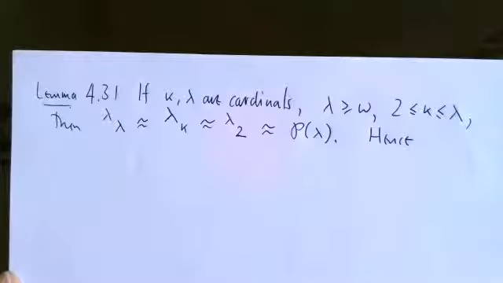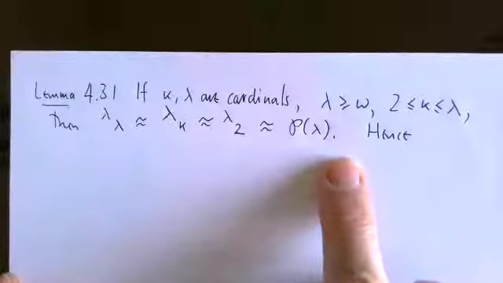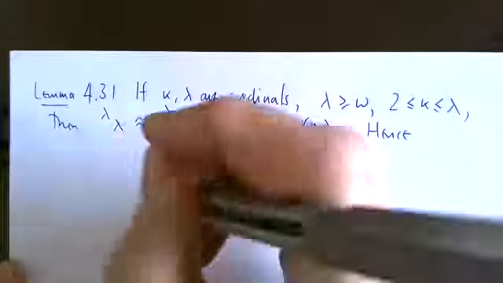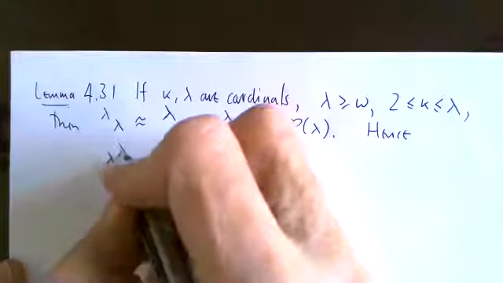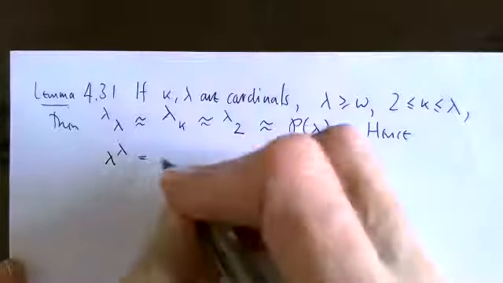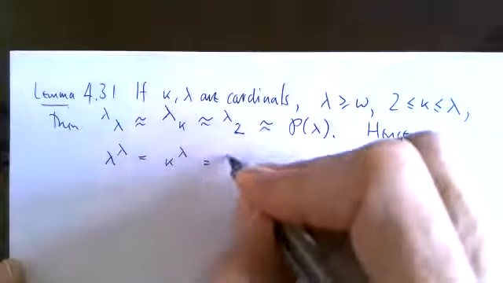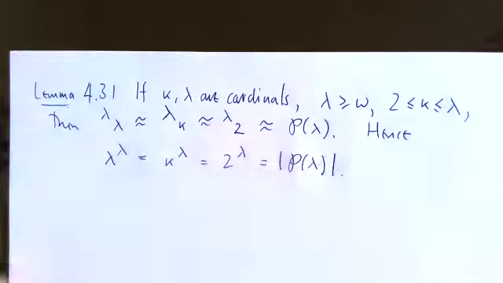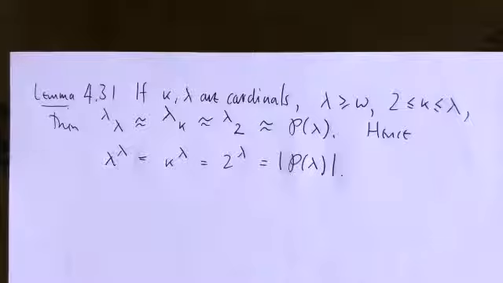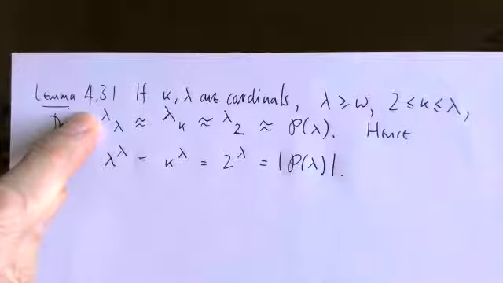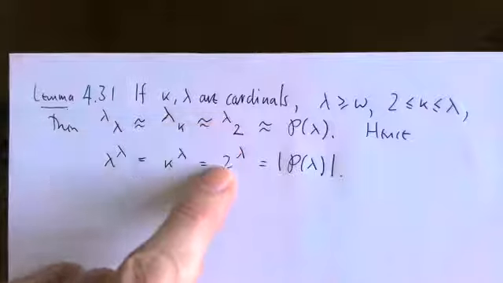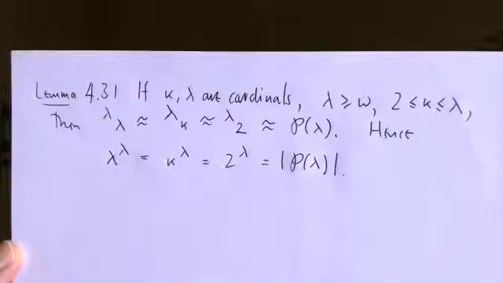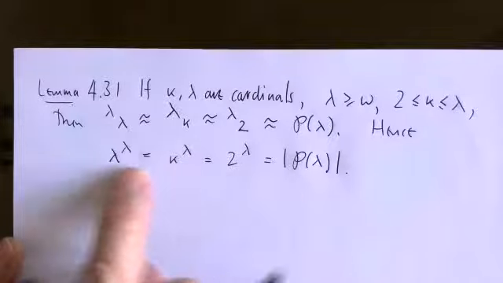And this is what I was just saying. A stream of bijective equivalences here, we just write down straight away what the cardinality is. Lambda to the lambda is kappa to the lambda is 2 to the lambda is the cardinality of this power set of lambda. Because this is the cardinality of that, and this is the cardinality of that. So this is just definition here. And because they're bijective, they're the same cardinals.